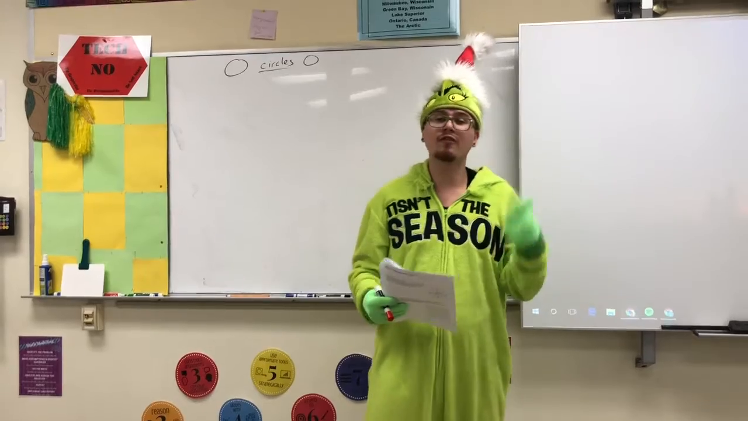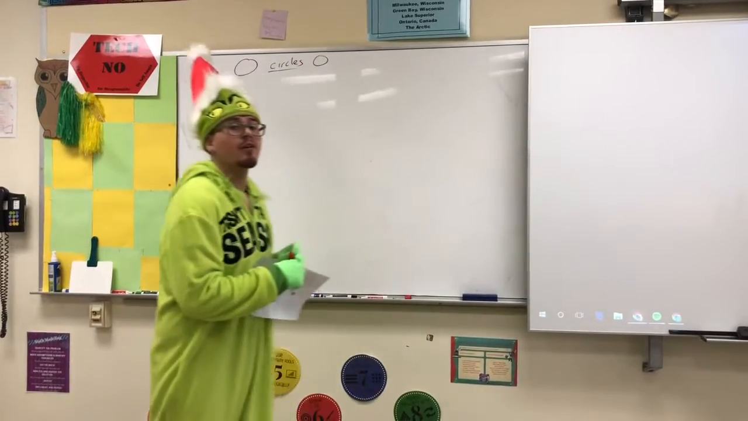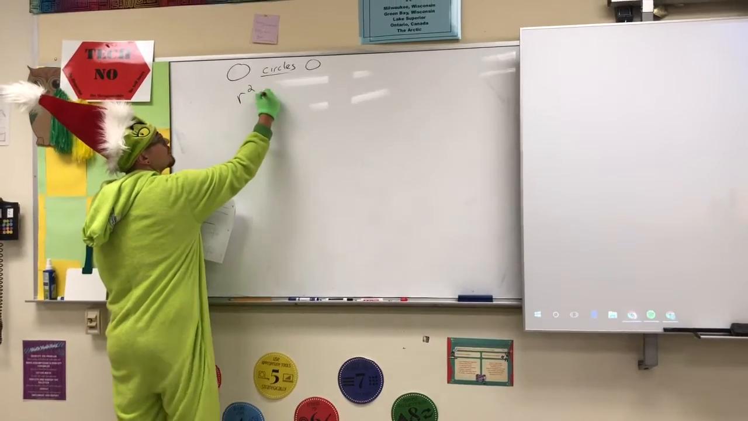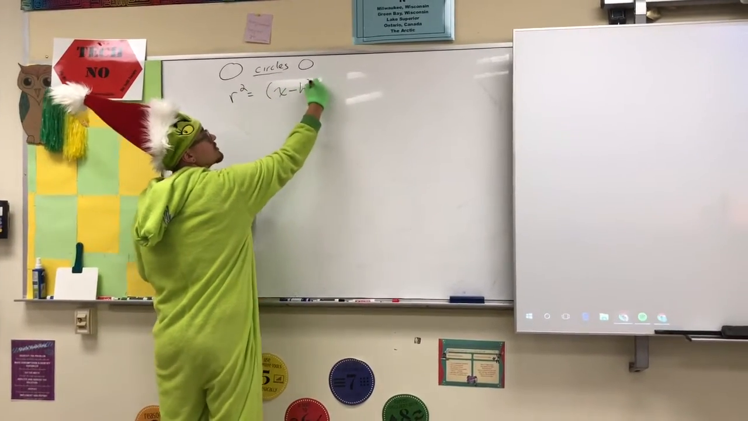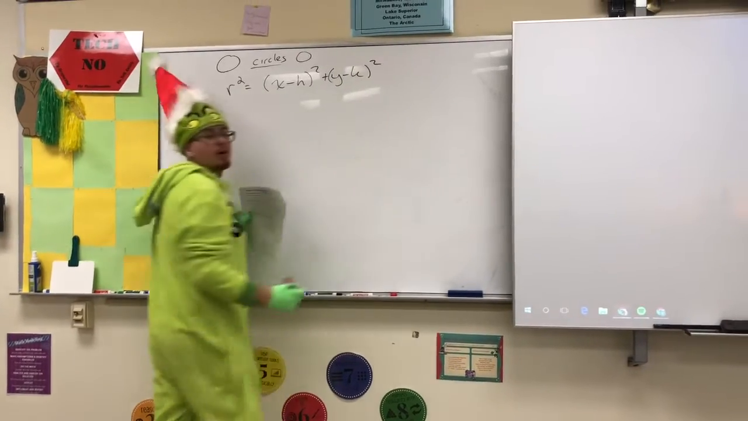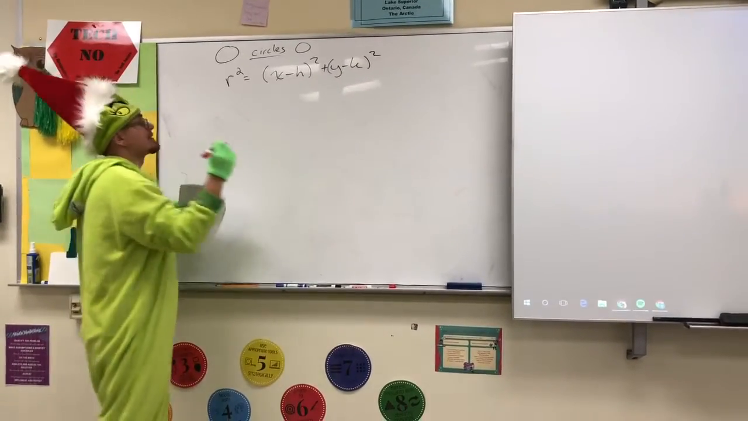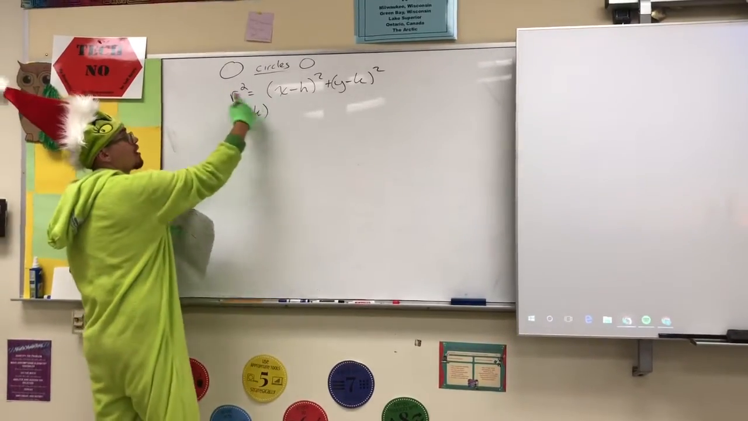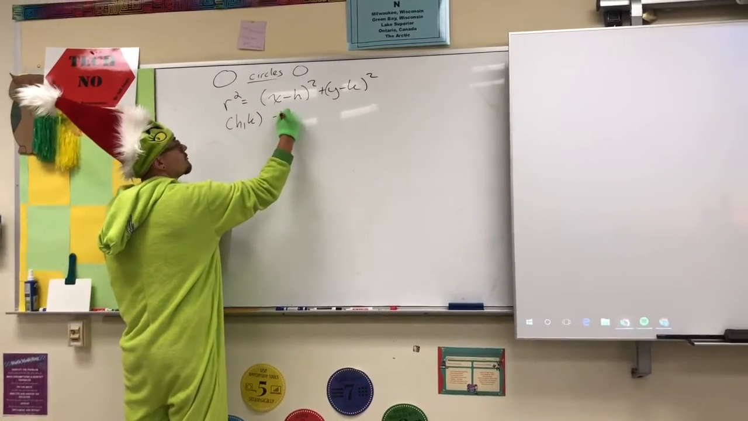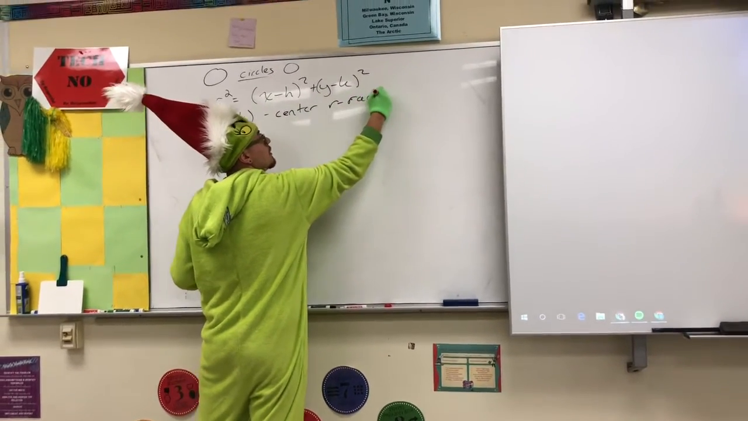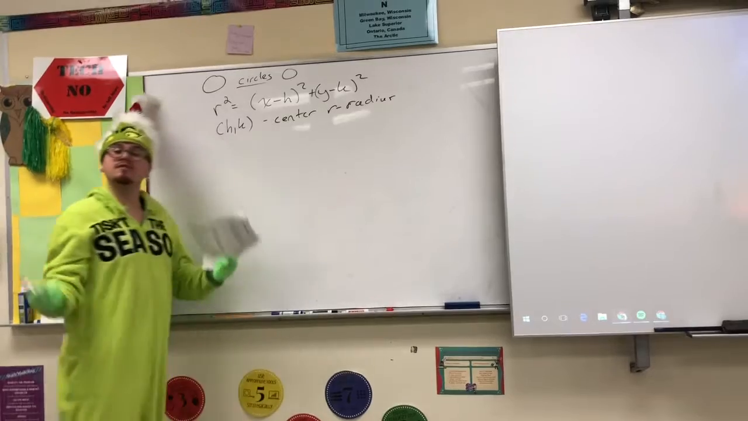We've been working on Algebra 2, so the first thing we have to do is learn how to write the equation of the circle. Given the standard form, which is r squared equals x minus h squared plus y minus k squared, where h and k represent the center point. H comma k is your center point, and r represents your radius. We are going to be able to write equations of circles so we can graph them.